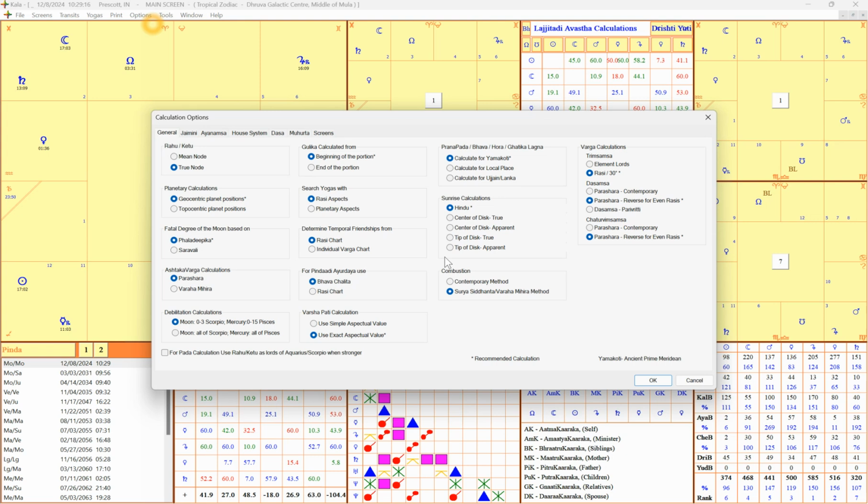Okay, so you can use the Rashi chart houses or the Bhava Chalita houses. The Bhava Chalita is the unequal house cusp chart like they use in Western astrology, or you can use the Rashi chart to determine those dasha orders. Okay? Then we have the Varshapati calculation.